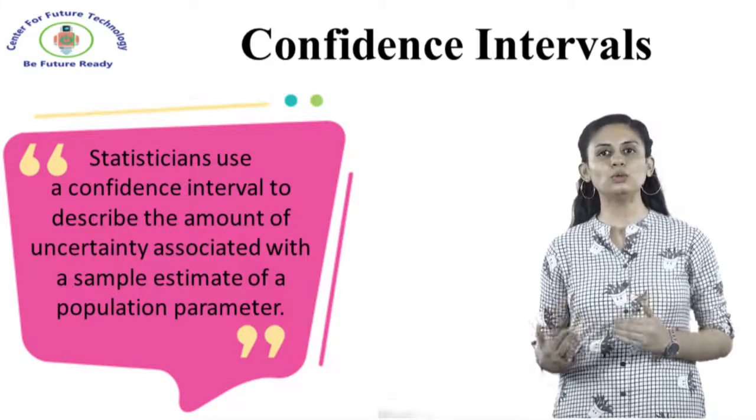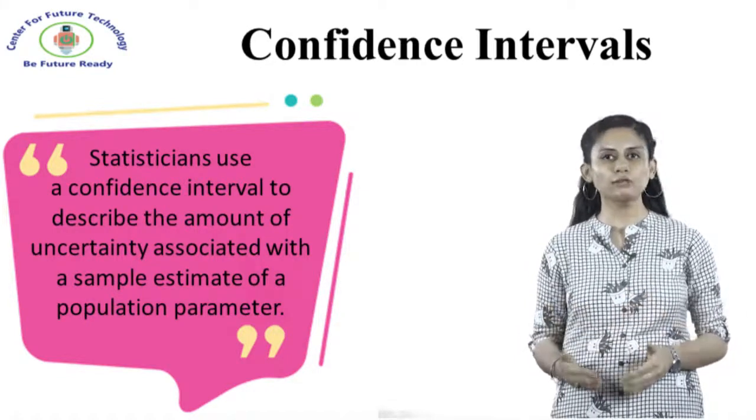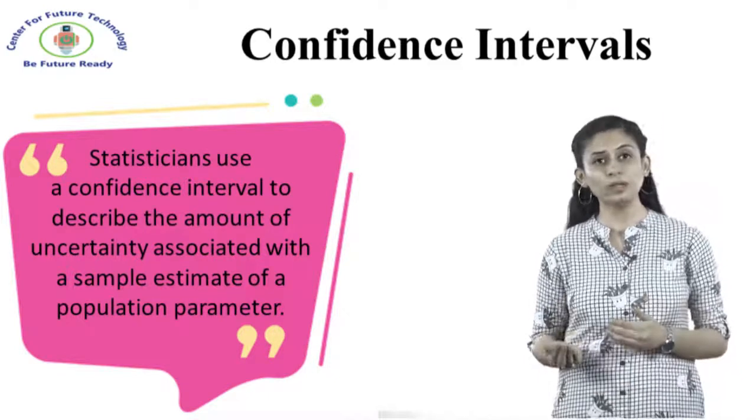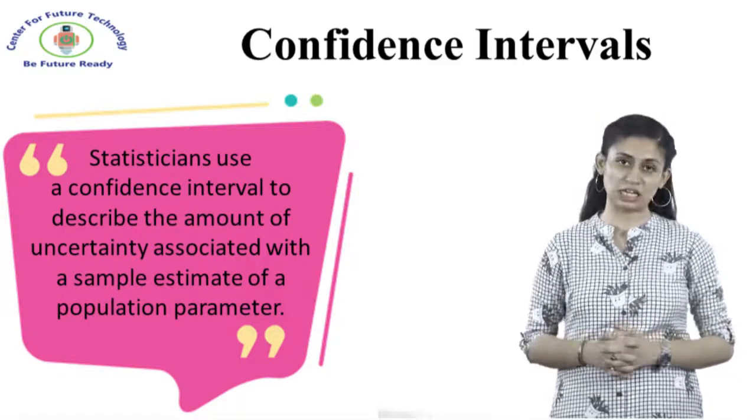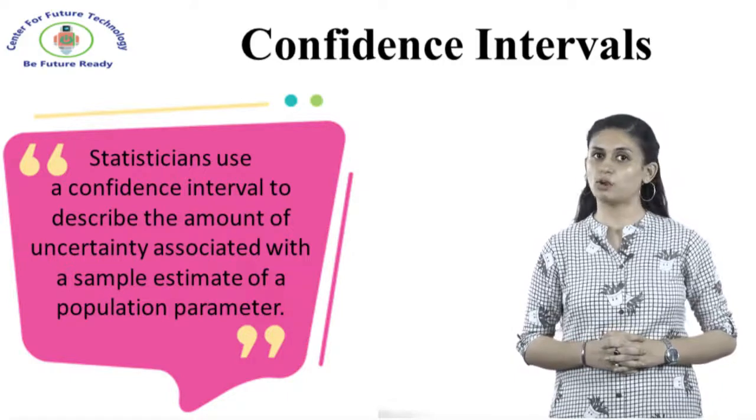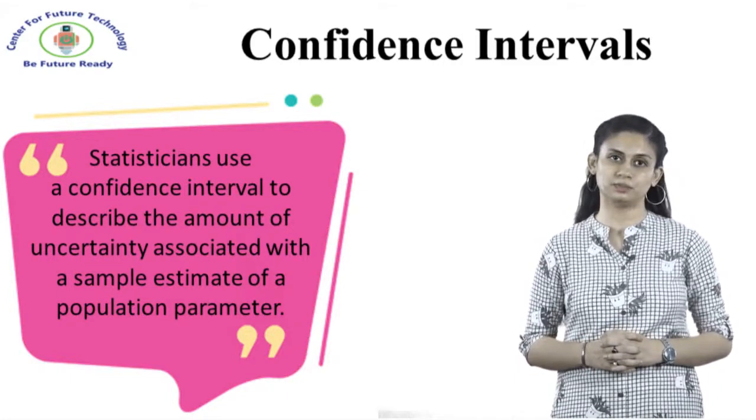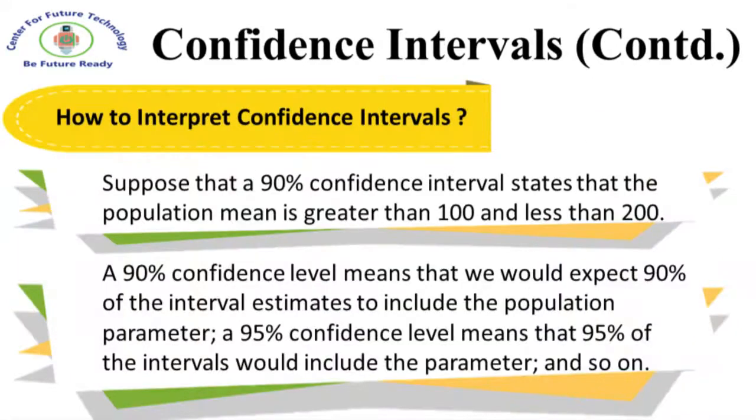Statisticians can use a confidence interval to describe the amount of uncertainty associated with a sample estimate of a population parameter. How do we interpret confidence intervals? Suppose that a 90% confidence interval states that the population mean is greater than 100 and less than 200. How would you interpret this statement?